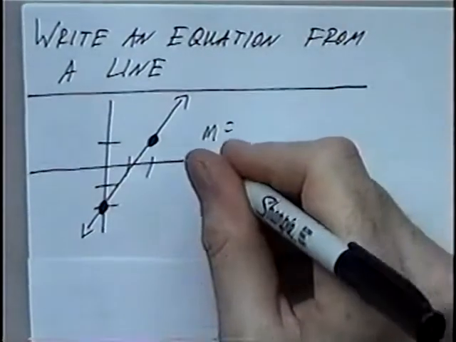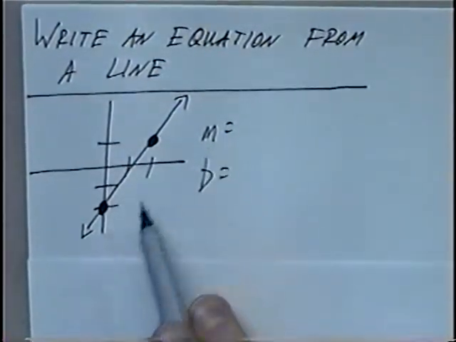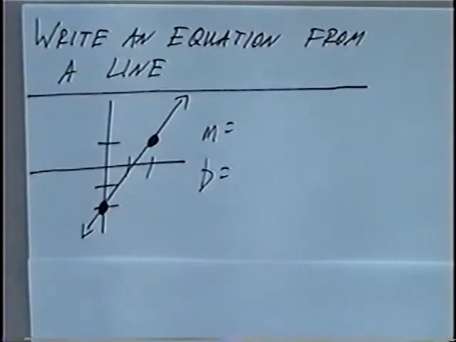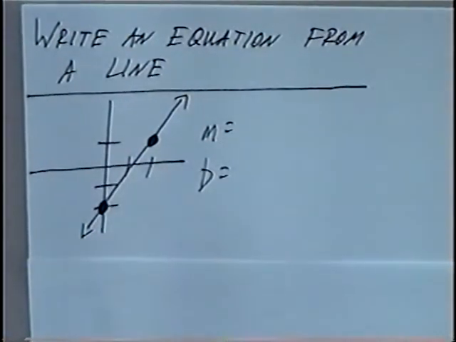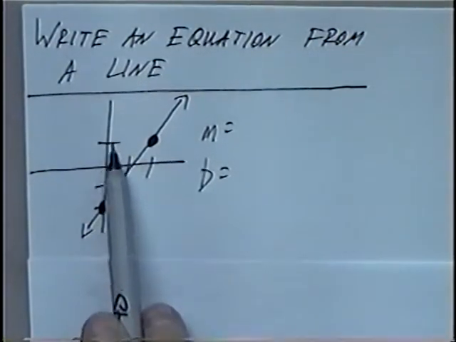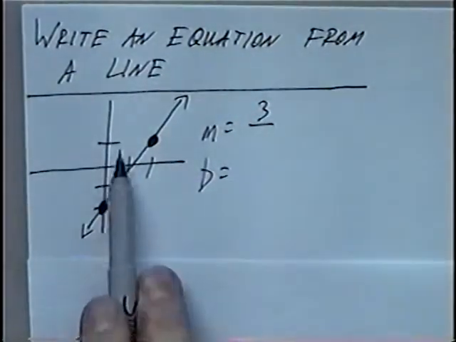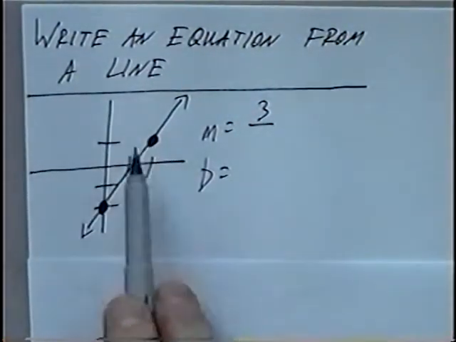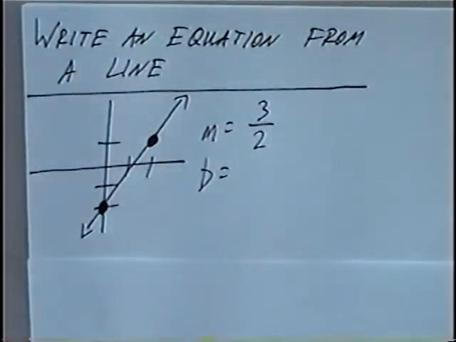We can find m, and we can also find b. If you remember, m is the slope. When looking at a graph, you can find the slope by counting the rise over run. Starting at the left point, we'll go up 1, 2, 3 spots. So the rise would be 3, and the run will be 1, 2 spots to the right. So our slope, or m, equals 3 over 2.